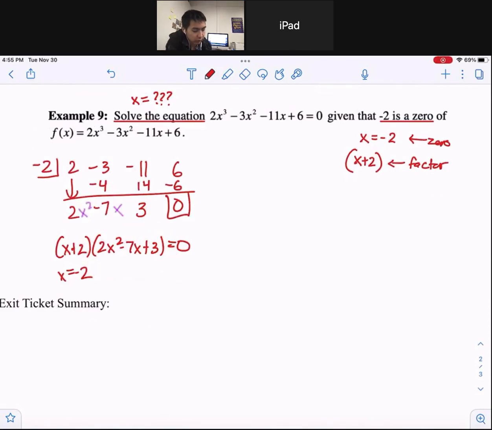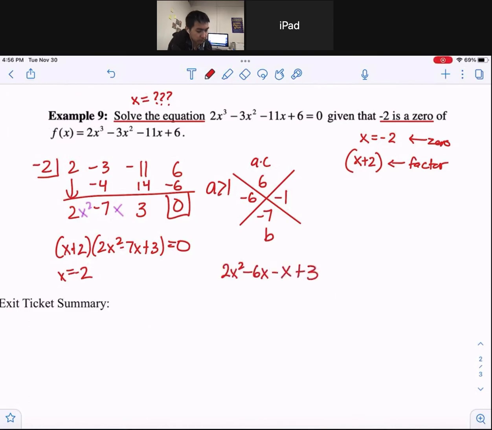You have to use your factoring when a is greater than 1. If you forgot, a times c is 6, b is -7. Two numbers that multiply to 6, but when added together give you -7 are -6 and -1. A is greater than 1, which means you have to factor by grouping the first term, the two middle terms, and the last term.